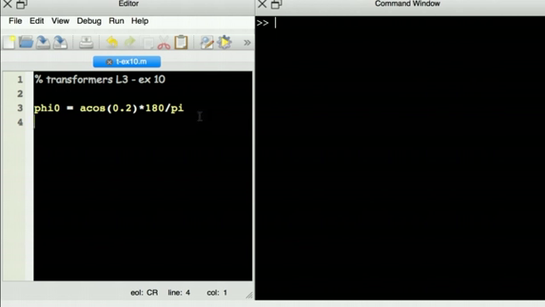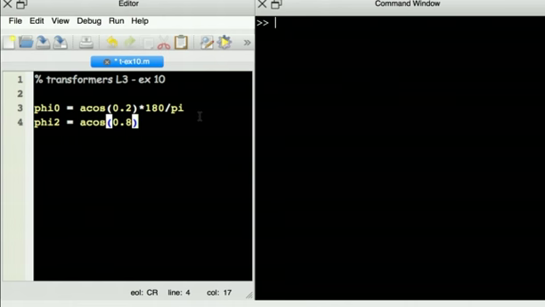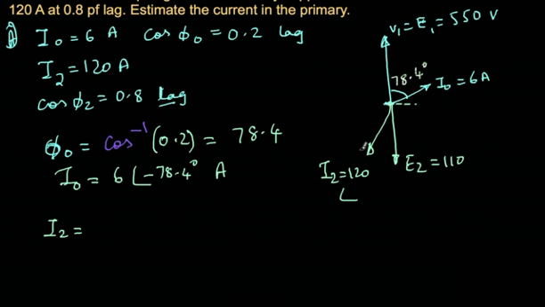So what is cos inverse of 0.8? Phi 2 equal to A cos of 0.8, again times 180 divided by pi. So this will give me the value of phi 2, that is 36.87. So this angle measured from E2 is 36.87 degrees. I can use a minus sign here because I am referring to E2 and then going back. In fact, even this is minus. So this is the reference.